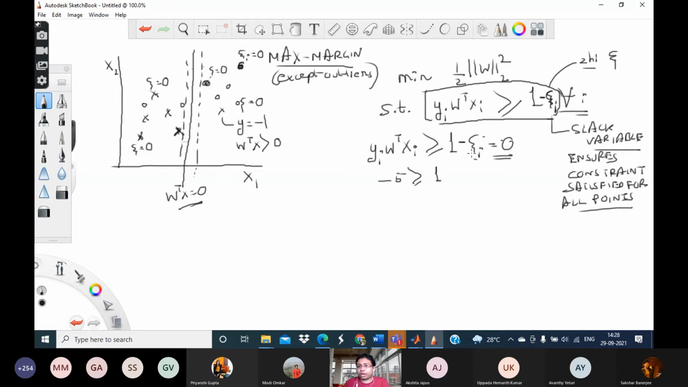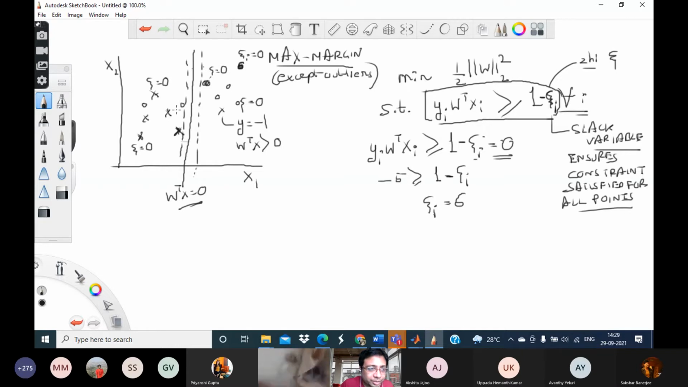So what do I have to do? Now the xi i comes into the picture. I will have to pick a value of xi i such that this becomes correct. So what value of xi i do I take? Suppose I take xi i equal to 6. Okay, so now it is satisfied.